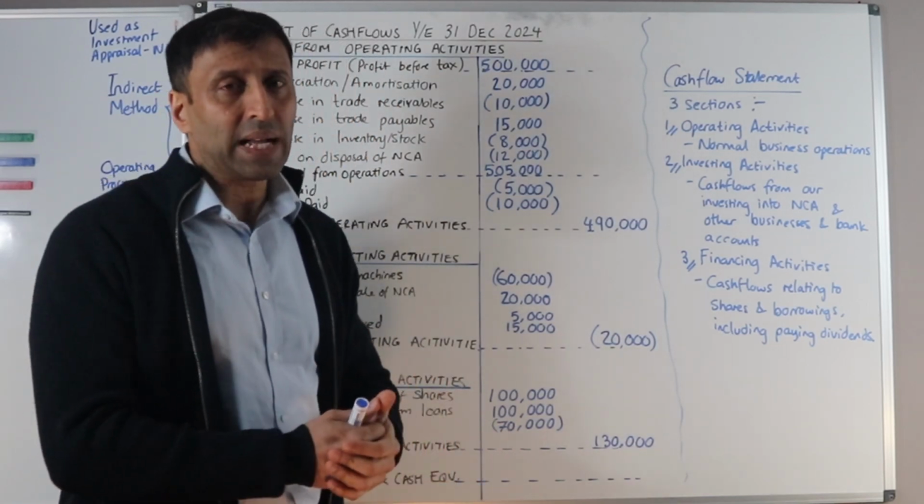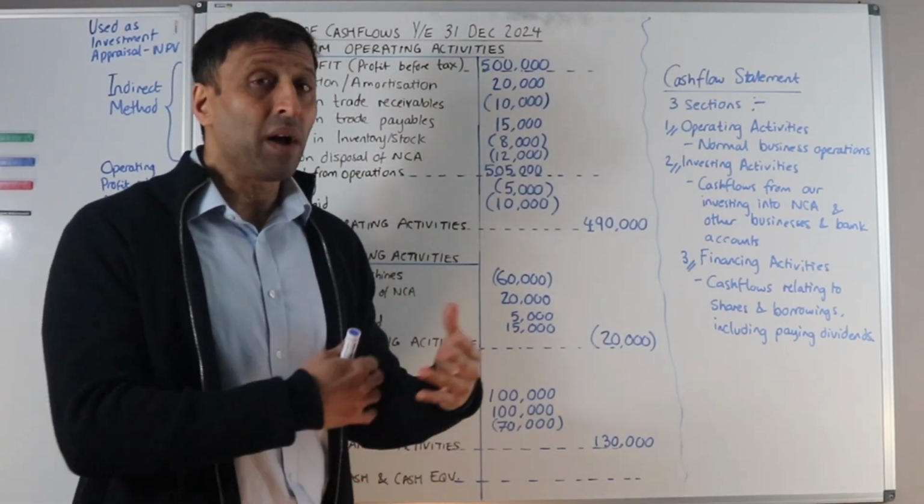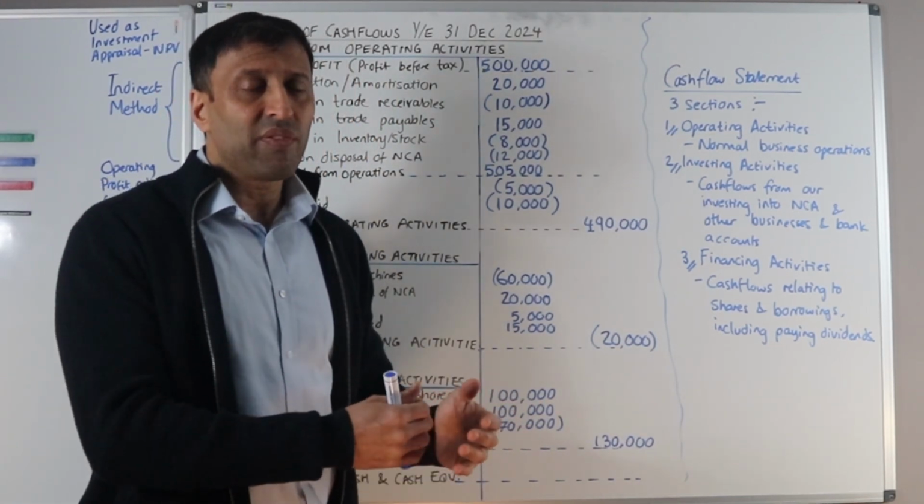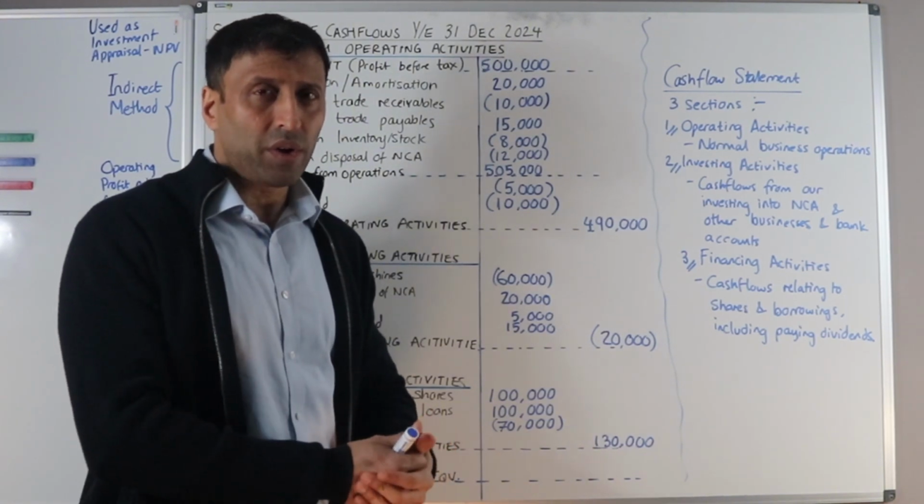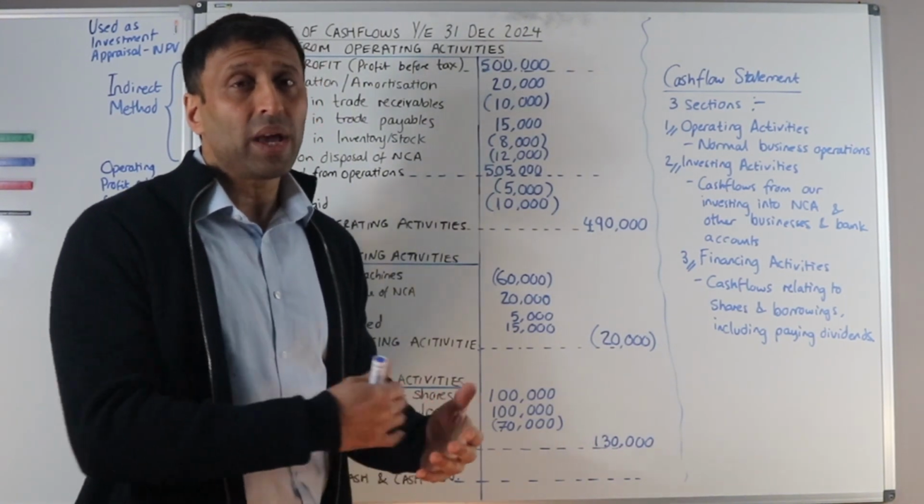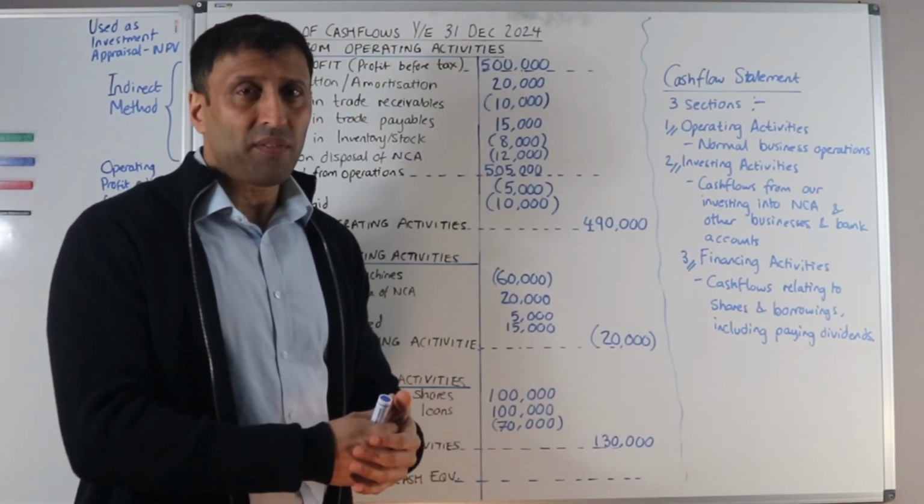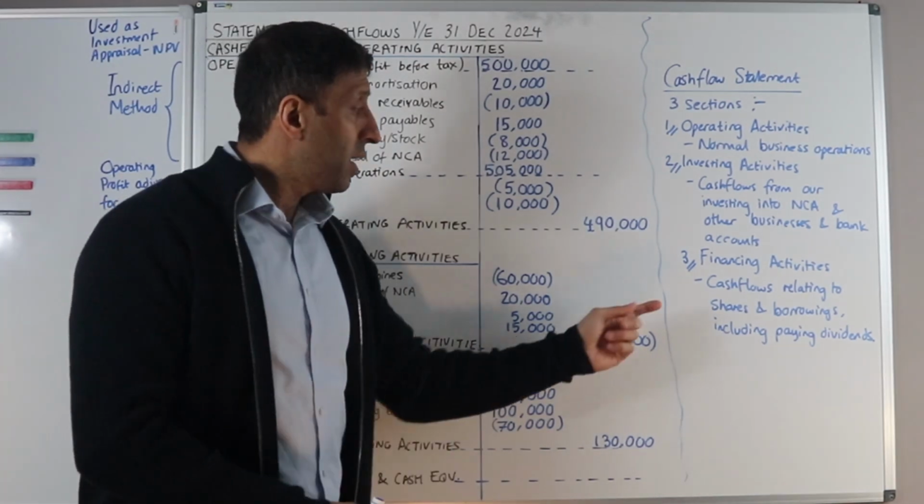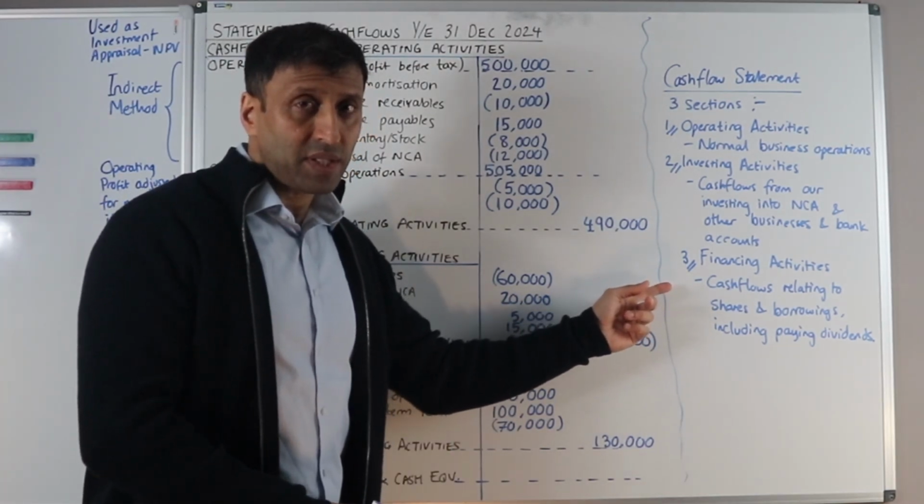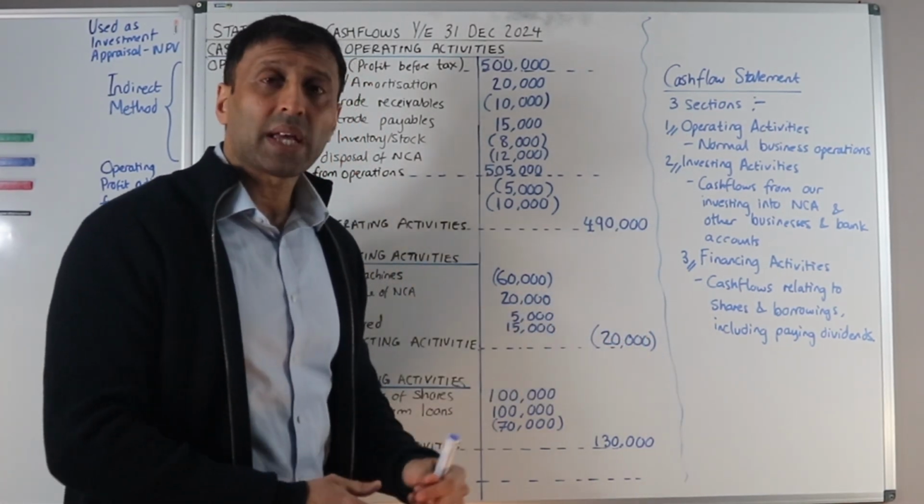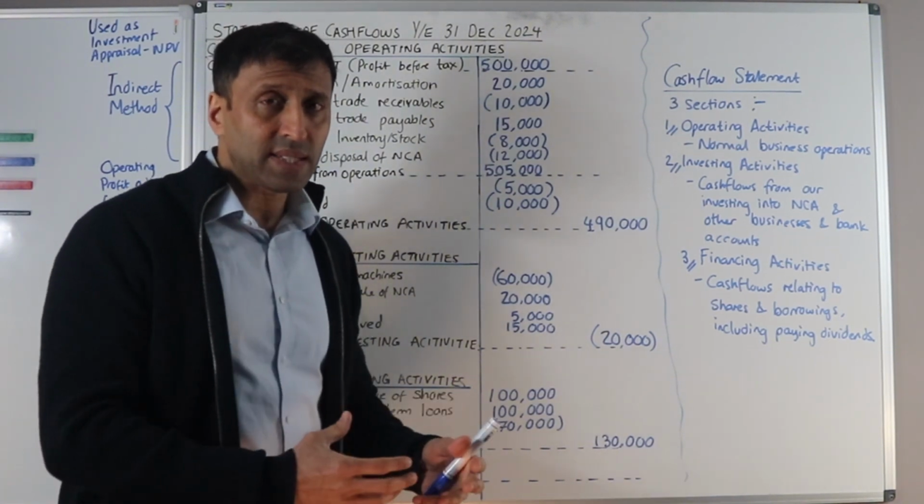If we buy non-current assets, that means money would have gone out of the business over the last 12 months. If we sell our own non-current assets, money would have come in for the proceeds of that sale, and we would have received that. And number 3, financing activities. This section will show us the cash flows relating to the financing of our business.